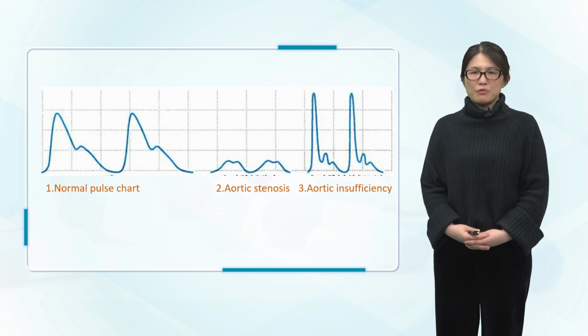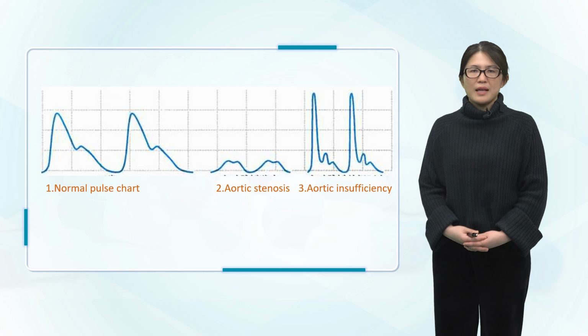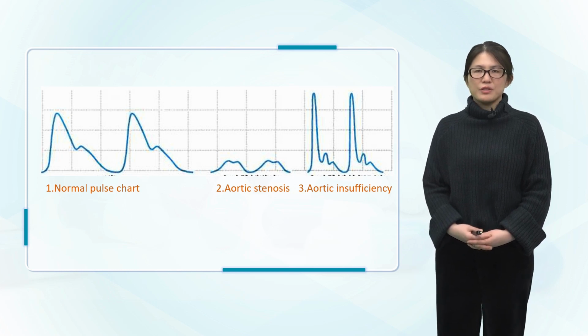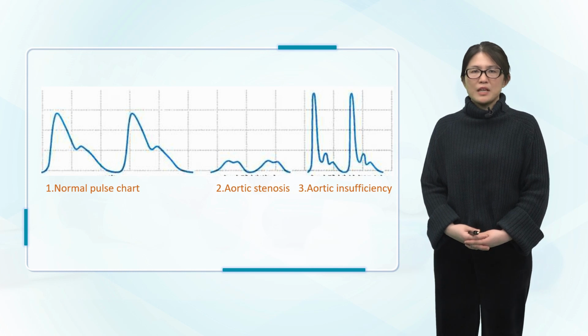The second is when the aorta is narrowed. The ejection resistance is large. The slope and amplitude of the ascending branch are small.